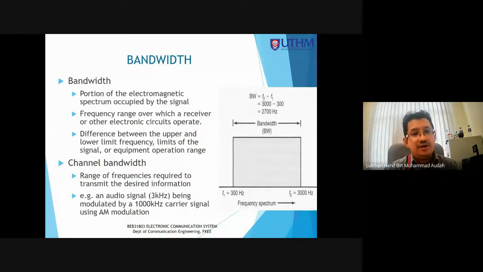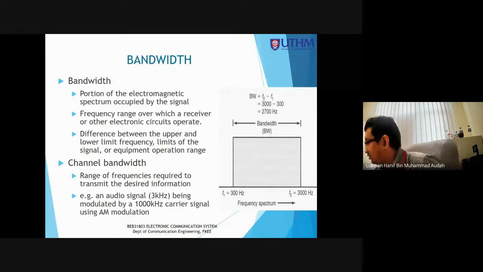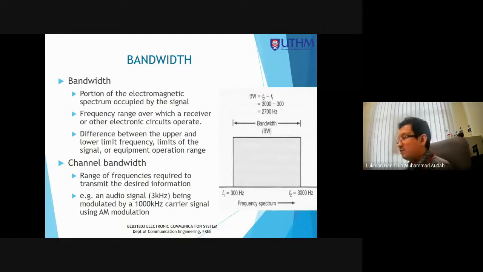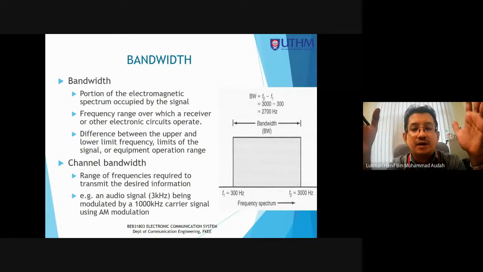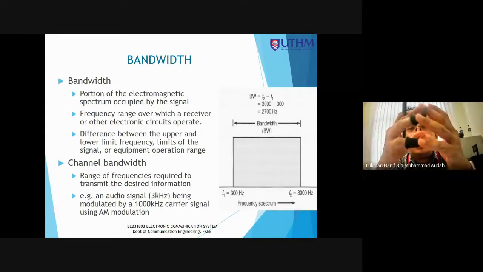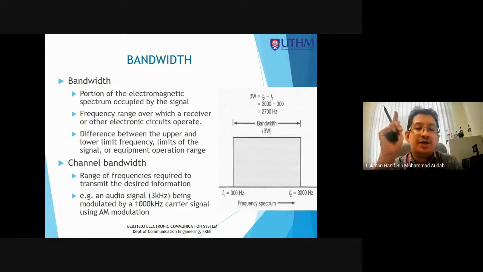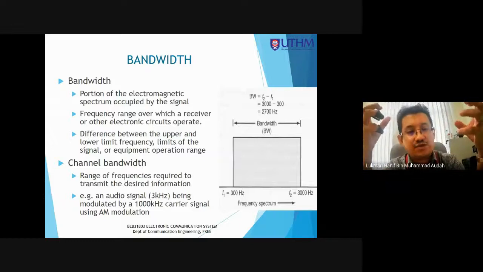Okay, and then what? Bandwidth. Ini pun penting. This is important. How to calculate the bandwidth? So bandwidth is a range of frequencies. Dia adalah range of frequencies for the signal. Okay. Apabila kita menghantar signal, dia ada range of frequency. Dia bukan satu frekuensi tunggal. Dia terdiri daripada range of frequencies.